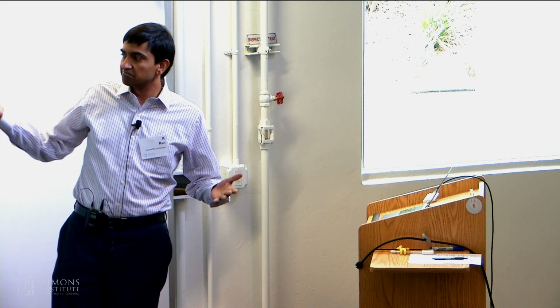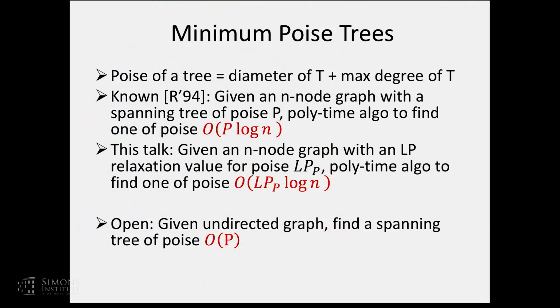This is the main message of the talk. I'm going to tell you about minimum Poise trees. I define the Poise of a tree in an undirected graph as the sum of the diameter of the tree and the maximum degree of any node in the tree. Okay, so that's what the Poise of a tree is. A long time ago, I gave a log n approximation for the Poise of a tree, and I'm going to describe that approximation algorithm for you.